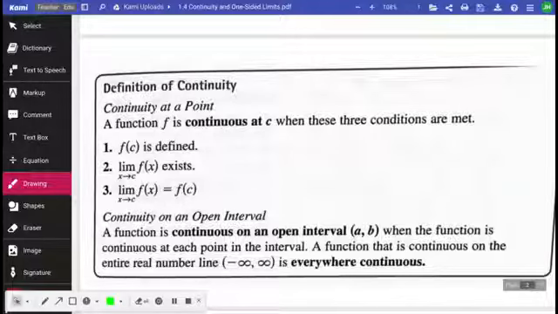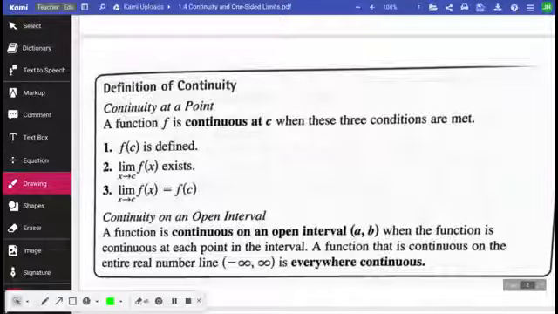Essentially, continuous is when I trace the graph and my pencil is not picked up. I don't have to go over or skip or jump or anything like that. There's no holes in my graph. There's no jumps in my graph. There's no asymptotes in my graph.